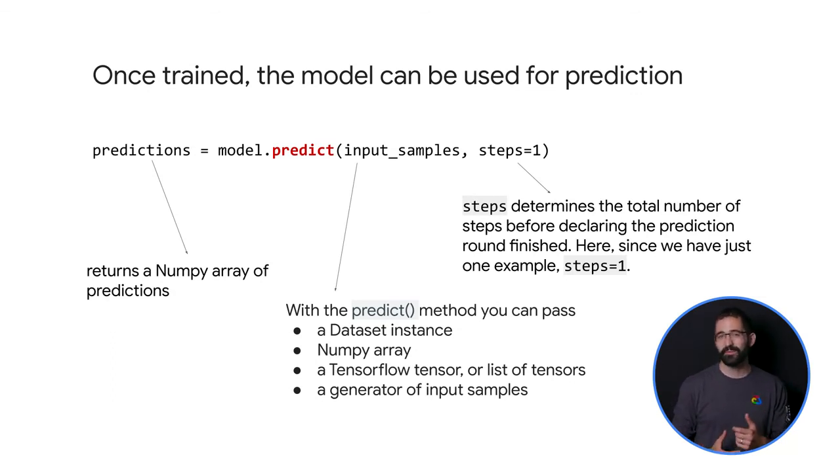The steps parameter determines the total number of steps before declaring the prediction round finished. Here, since we have just one example, we set steps equal to 1. Setting steps equal to none would also work here. Note, however, that if the input samples are in a tf.data dataset or a dataset iterator and steps is set to none, predict will run until the input dataset is exhausted.